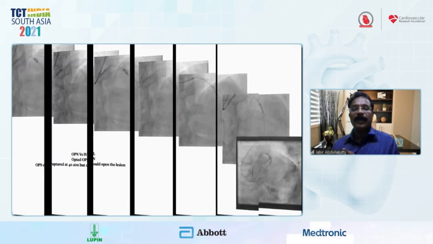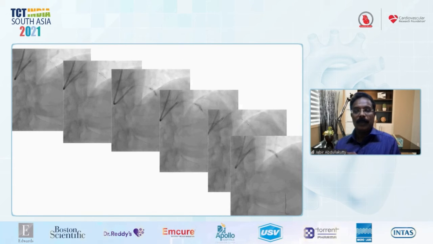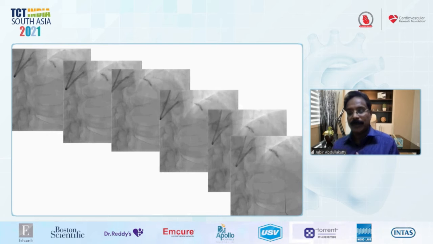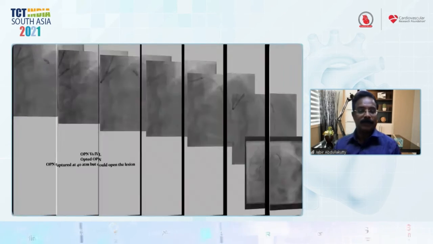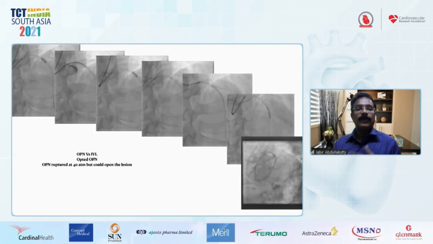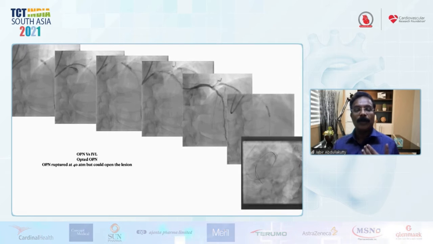And even after the rota, the balloons were not giving, there is a dog-boning effect of the balloons. The balloons are not expanding. So we thought, what is the option? Is it an IVL or an OPN? So we opted for the OPN.